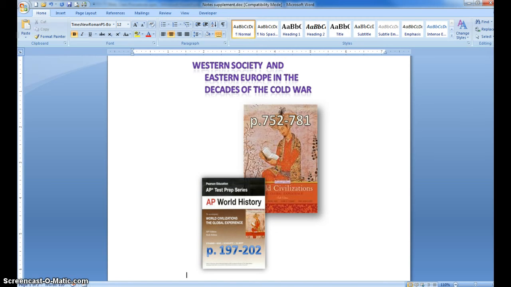Alright, so we're getting into Chapter 31, Western Society in Eastern Europe in the Decades of the Cold War. There's your page number, so get to page 752 right now and spend a little bit reading that introduction. There's no notes you need to take on page 752. Just read the introduction so you see the stage is set. And I'm going to say clang clang whenever you need to pause. So clang clang.